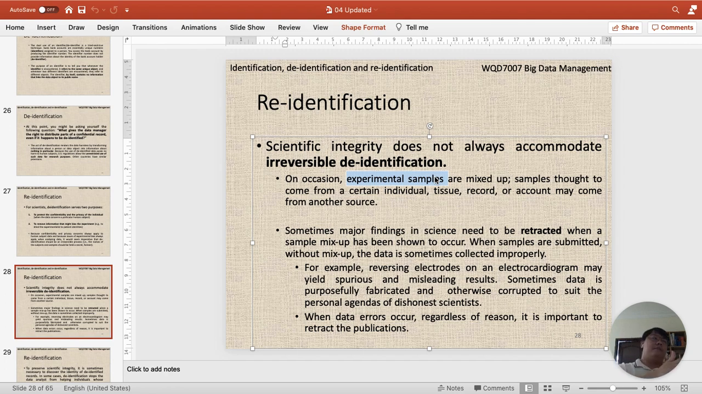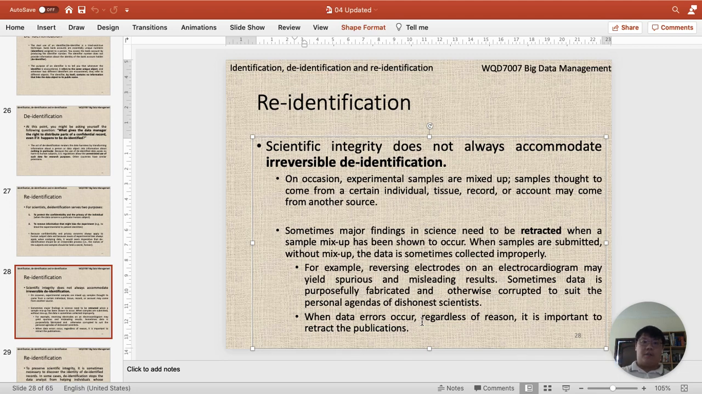whether they follow certain kinds of rules or scientific rules and so on. Or they want to collect more data, that's why they want to identify the original data provider, so that the data managers are able to request new data from the data provider. So this is how it works. Sometimes major findings in science need to be retracted when a sample mix-up has been shown to occur. Samples are sometimes collected improperly. So this is giving you some examples of what kind of scientific research can go wrong, and why you need to find out.